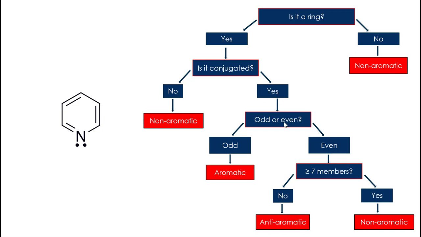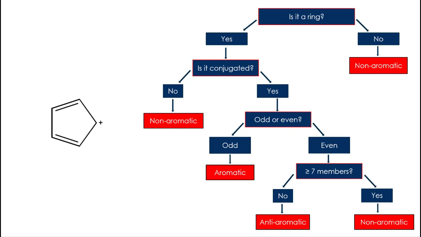Odd or even, we are going to count pi bonds within the ring, and then we're also going to count delocalized lone pairs. So in this case, we have 1, 2, 3. We're not counting the lone pair because it's localized. So this would be odd. And we can conclude that this molecule is aromatic.